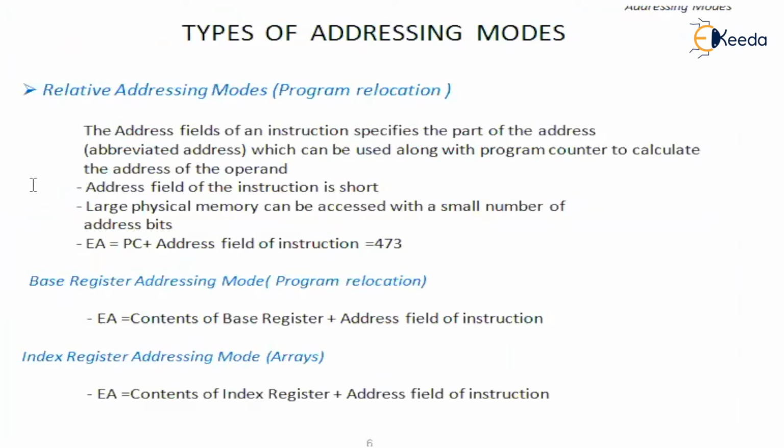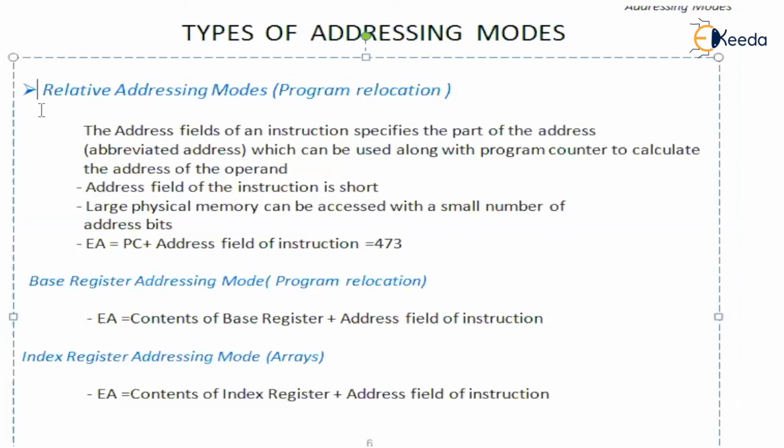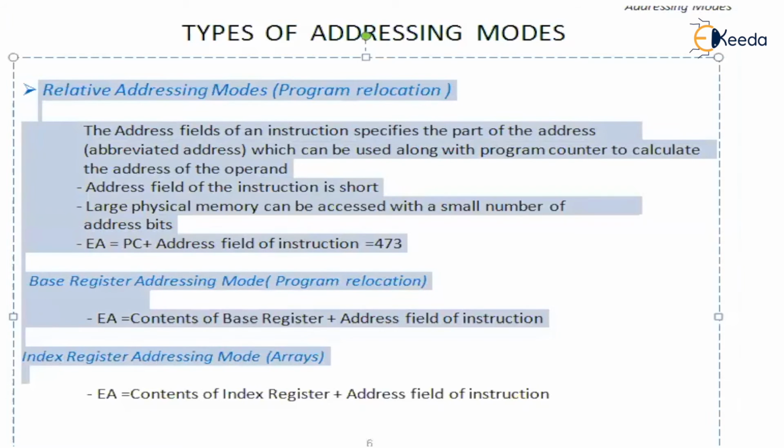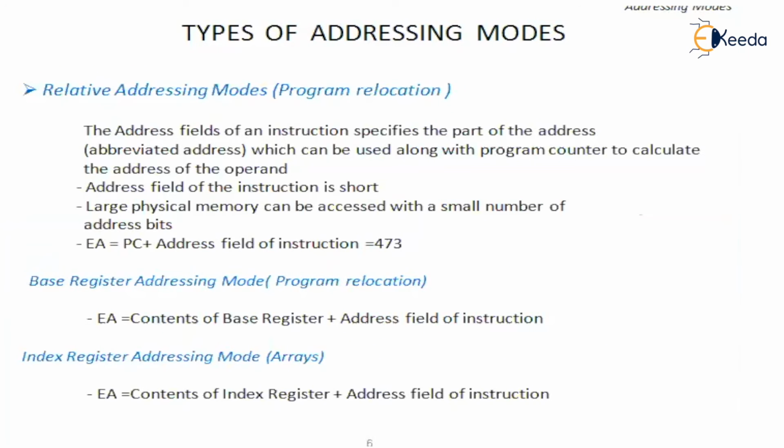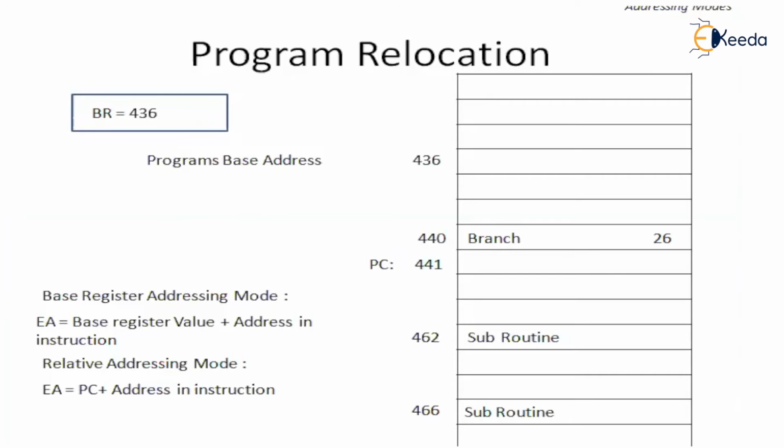Now, the relative addressing mode. The relative addressing mode or base register addressing mode are typical. These are used to relocate the program dynamically in the memory. We will talk about these three in a short while. Let us try to understand.